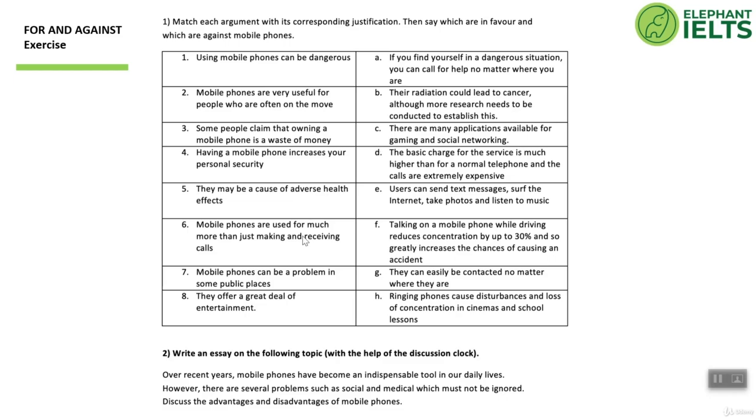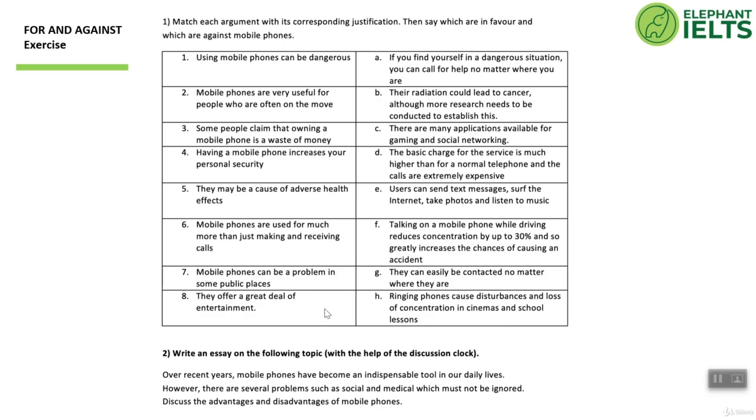Look at number 6. Mobile phones are used for much more than just making and receiving calls. How would you justify number 6? Probably with E. Users can send text messages, surf the internet, take photos, and listen to music. Look at number 7. Mobile phones can be a problem in some public places. That would probably go with H. Ringing phones can cause disturbances and loss of concentration in cinemas and school lessons.